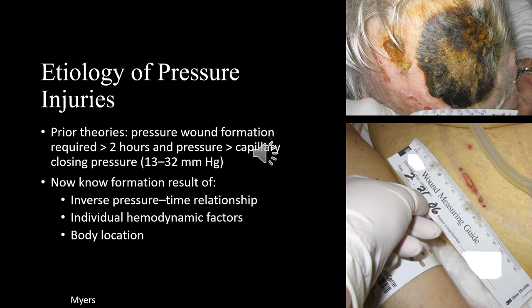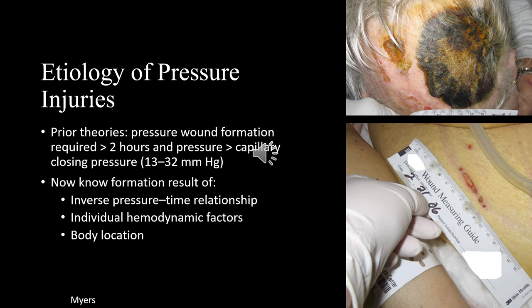So previously we used to think that pressure injuries occurred when there was pressure applied to an area for more than 2 hours. So if you work in long-term care or in acute care, you may hear we need to reposition the patient every 2 hours. The other thing that we used to hear was that it had to be a certain level of pressure, and that it's enough to close the blood capillaries at approximately 32 millimeters of mercury.